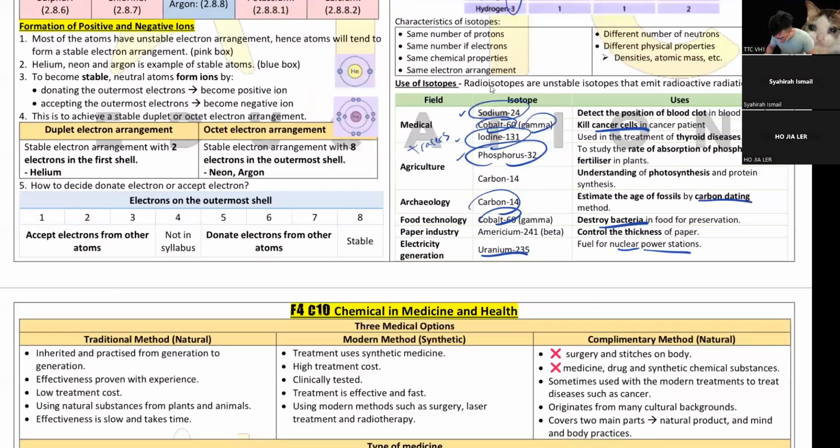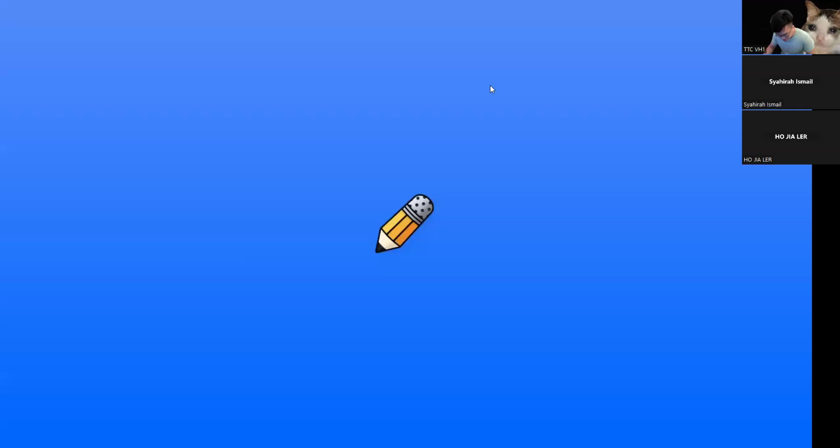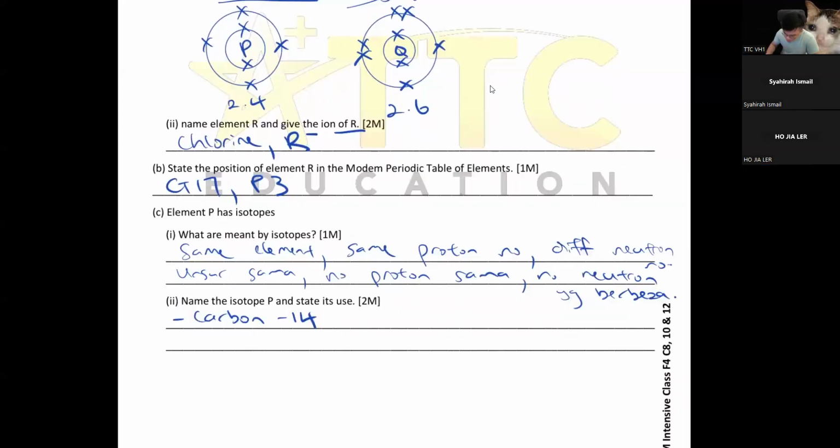Carbon 14. Now, what is this for? This is for carbon dating. If you cannot write carbon dating, just say determine age of fossil, untuk menentukan usia fossil. How old is the fossil? Is it 2 million years old? Is it 3 million years old? Is it 10 million years old? You just look at the carbon 14.